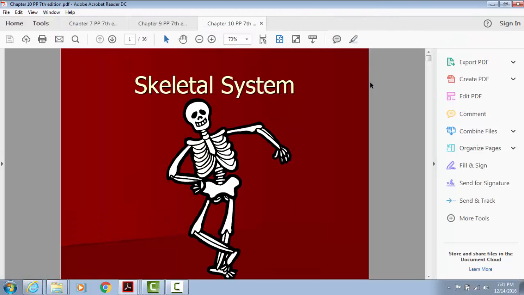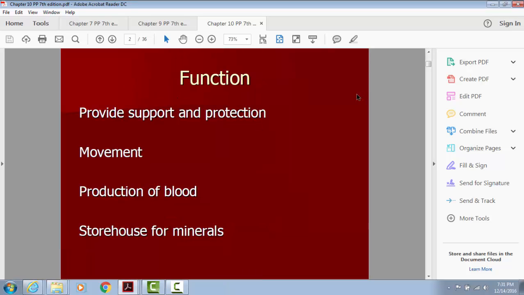This is the Chapter 10 Skeletal System lecture, rather musculoskeletal system lecture. The function of the musculoskeletal system is to provide support and protection.